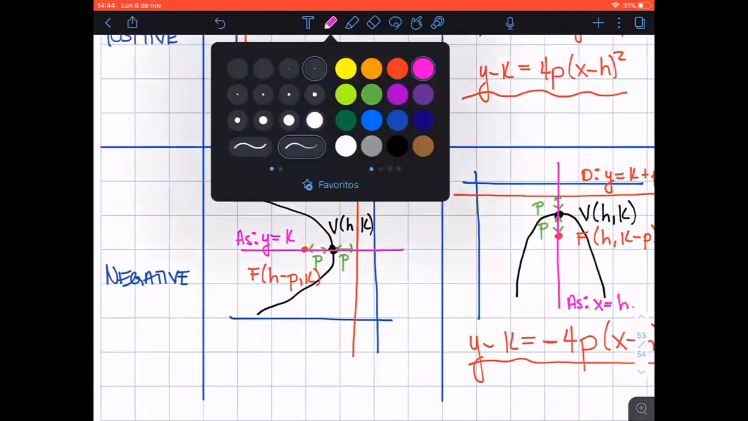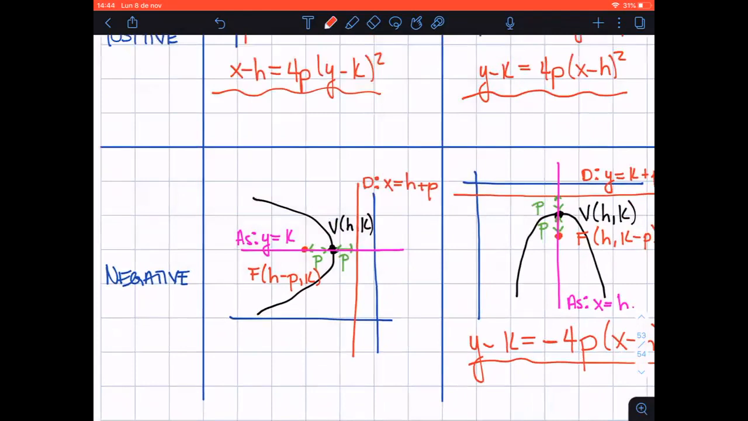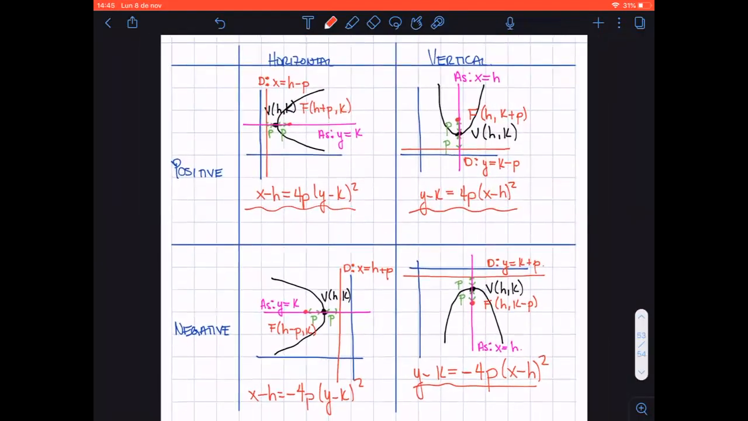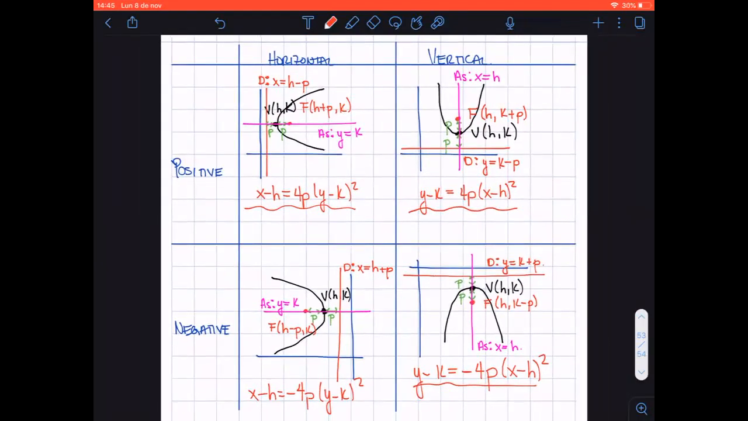And if you recall, we will need the standard form of the equation. So copying this one will be x minus h equals minus, because it is negative, 4p times y minus k squared. And this complete table is the one that you will use for all your exercises in the platform. All the exercises about parabolas are solved looking at all times to this table.